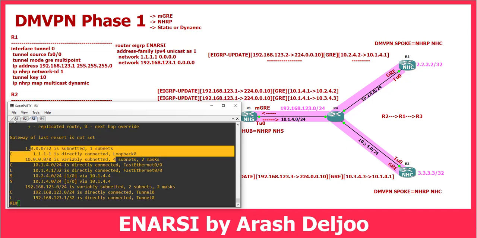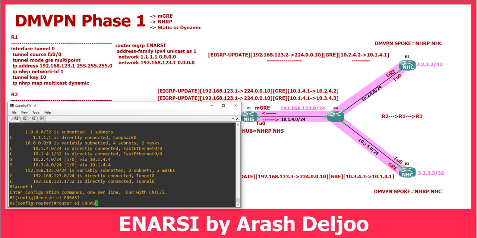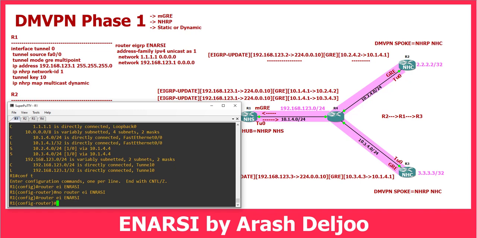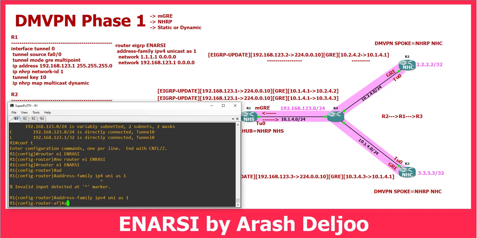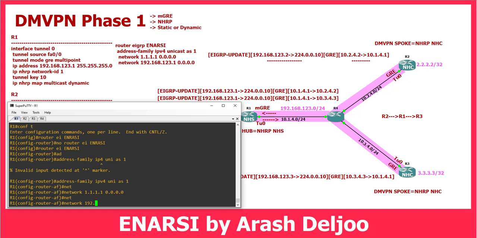Now we should configure EIGRP on router 1. Conf t, router eigrp NRC again. So easy. Then address-family ipv4 unicast AS 1, and then we should use the network command: network quad 1, quad 0. After that, we should configure network 192.168.123.1, then quad 0.